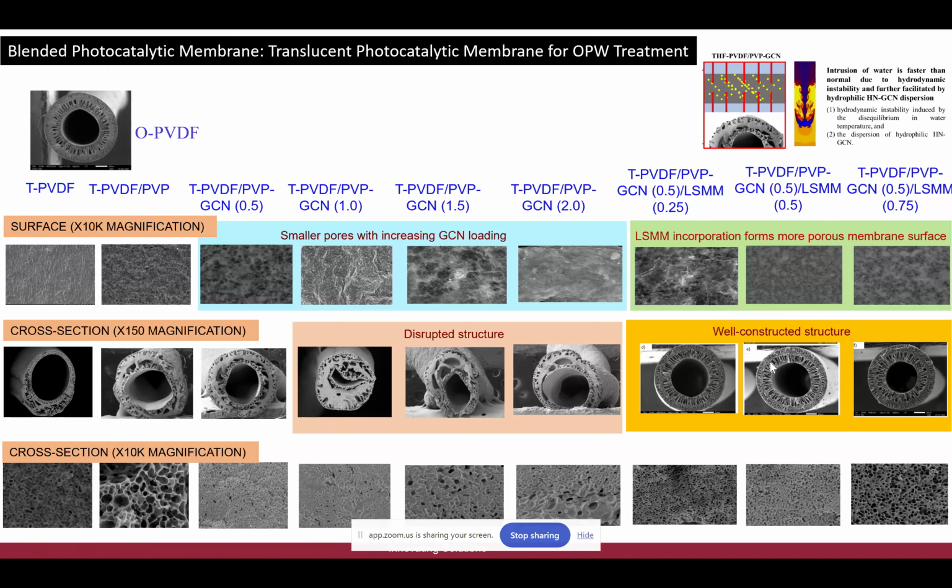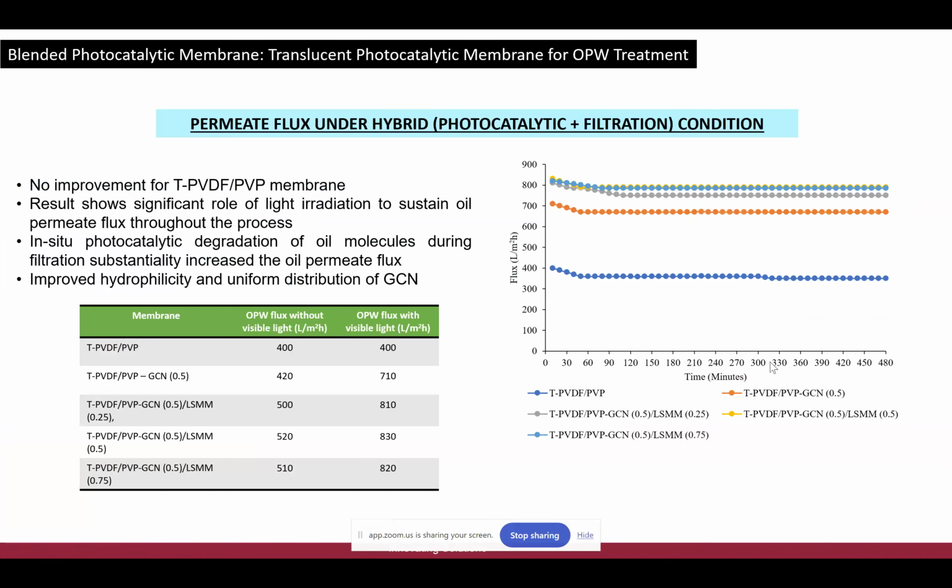This is because the LSMM, which has the tendency to attach to the GCN, helps to concentrate the GCN at the membrane surface, and this reduces the pore size and contributes to a more porous membrane surface. This will inhibit the water intrusion, and we can get a well-structured membrane morphology.